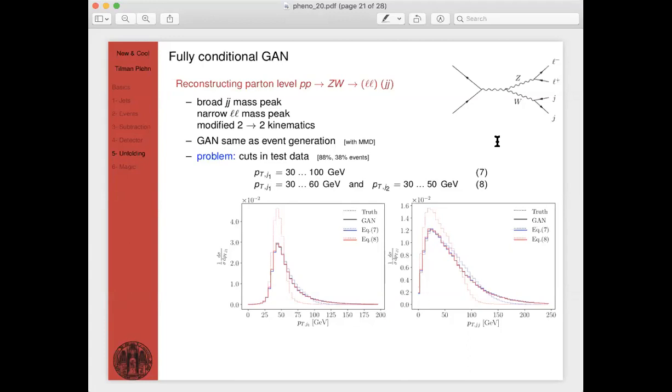For example, you train on a full data set, and the test data is a subset of the data after kinematic cuts. Then you see that the truth information and the GAN information get mistaken. You see that here, right? Here you see the truth, and then you see the GAN after equations 7 and 8. So it doesn't work particularly well. It gets misled. This has to do with the structure of the network. The structure just maps one event onto the other, and if the test data sample is slightly shifted in reality, then that mapping doesn't work anymore.